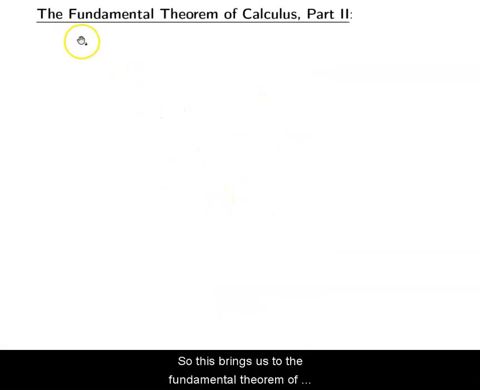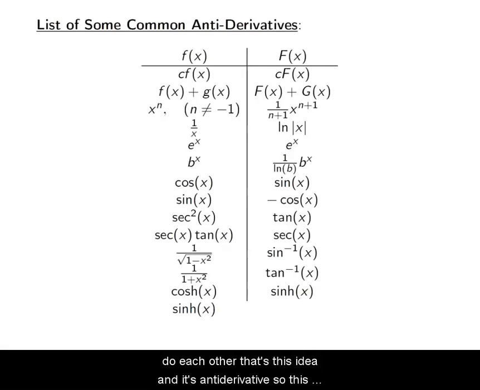Okay, so this brings us to the fundamental theorem of calculus part 2. Now don't worry, there's only two parts. There's part 1 and part 2. Part 1 is very important, so is part 2. Part 1 tells us that derivatives and integrals undo each other. That's this idea of a derivative and its antiderivative.